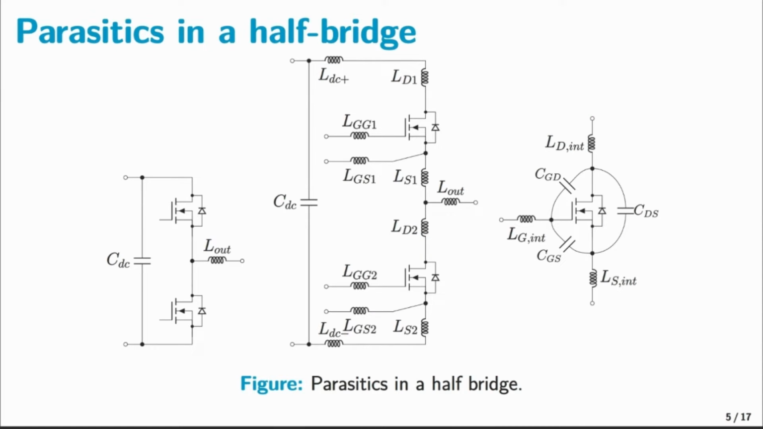To a beginner, a half bridge may appear simple, but to an experienced designer, it hides several parasitic elements that, while unavoidable, can be carefully managed to minimize their negative effects. For clarity, we will group these parasitics into two categories: layout dependent parasitics, shown in the middle of the slide, and package dependent parasitics, shown in the figure on the right.